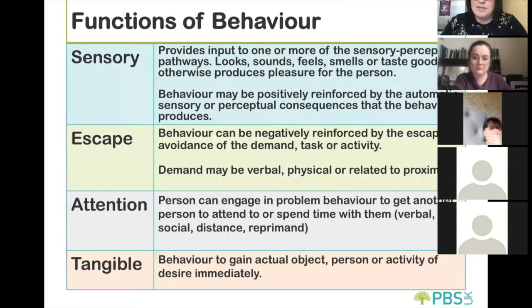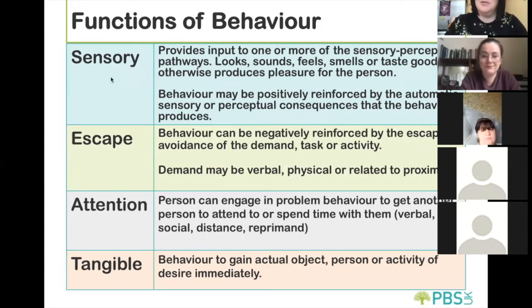So a recap around those different functions. I'm not going to go through all of these in huge amounts of detail. Obviously the sensory function is the one that we're going to be talking about in the most detail today. And this is where the person is engaging in some form of potentially challenging behaviour because it provides some kind of input in their sensory perceptual pathway. So it looks, sounds, feels, tastes, smells good to that person. It produces pleasure potentially to that person, or it produces comfort, makes the environment more tolerable for that person.